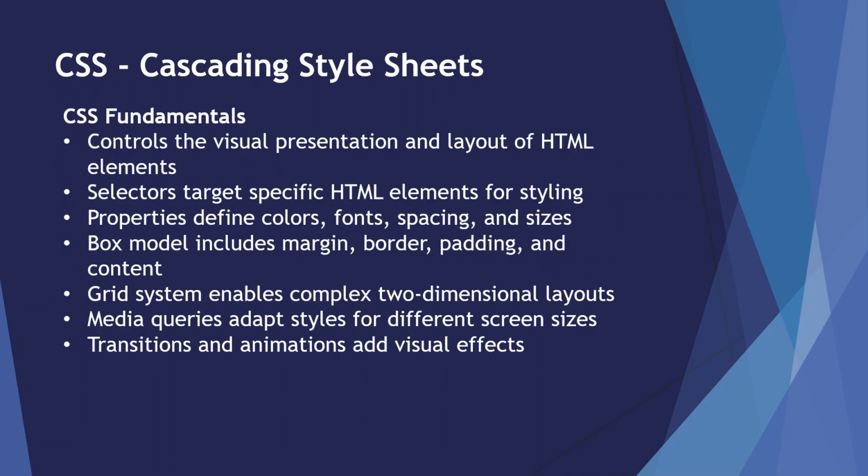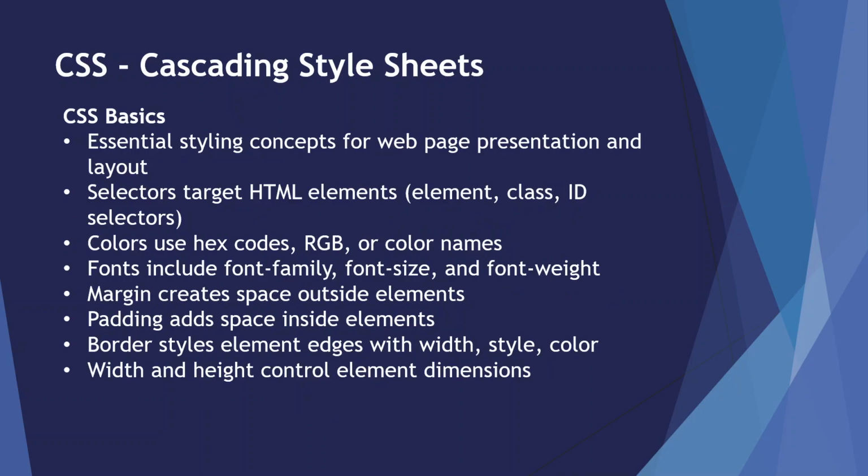Moving on, we have CSS, which is cascading style sheets. Looking at the fundamentals of CSS, it controls the visual presentation, so the design of the web page, etc. The selectors target specific HTML elements for styling. There are properties that define colors, font, spacing, and sizes. There is a box model, which includes margins, border, padding, and content. There are grid systems, and transitions and animations can be added to give that visual effect.